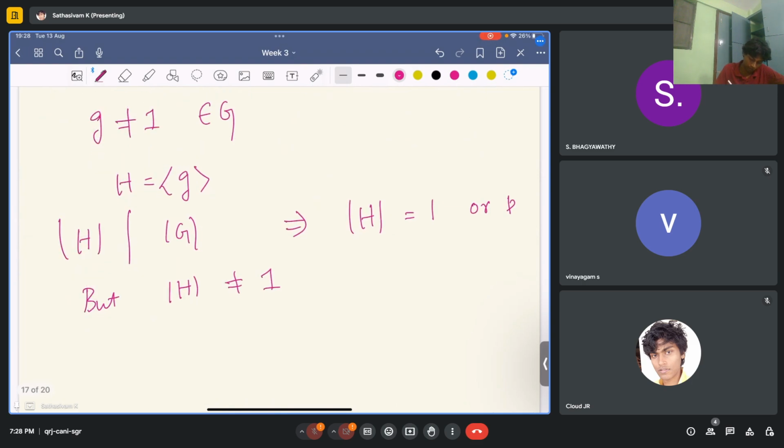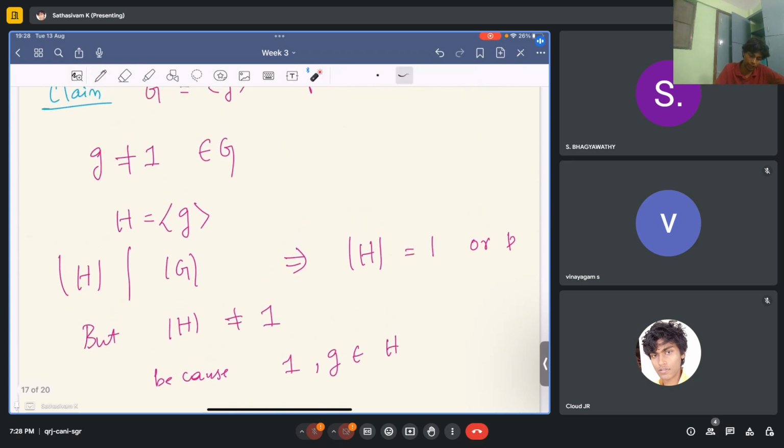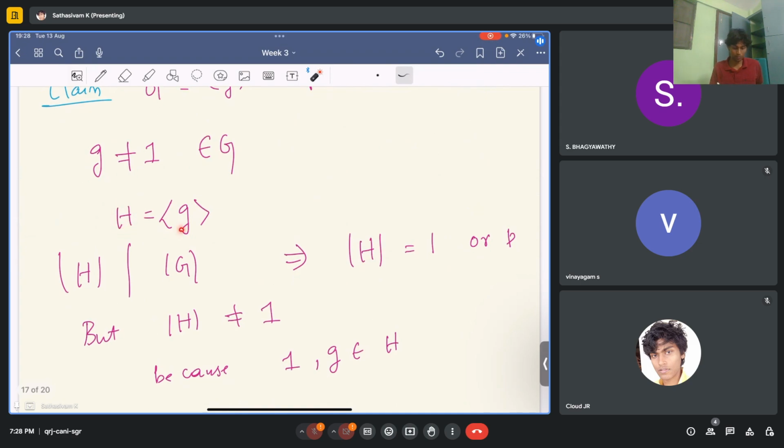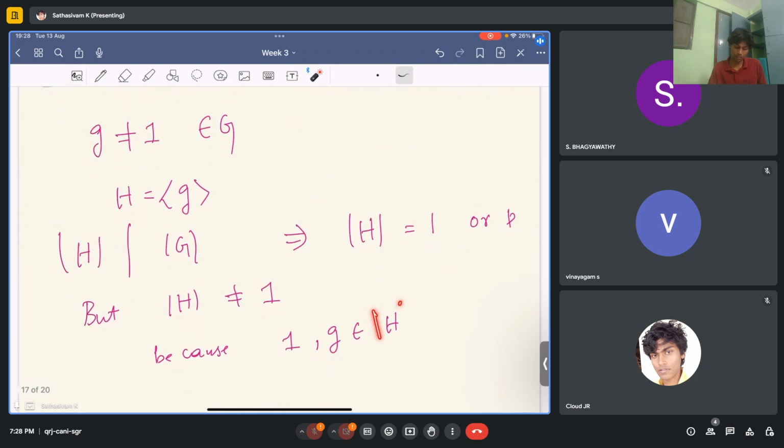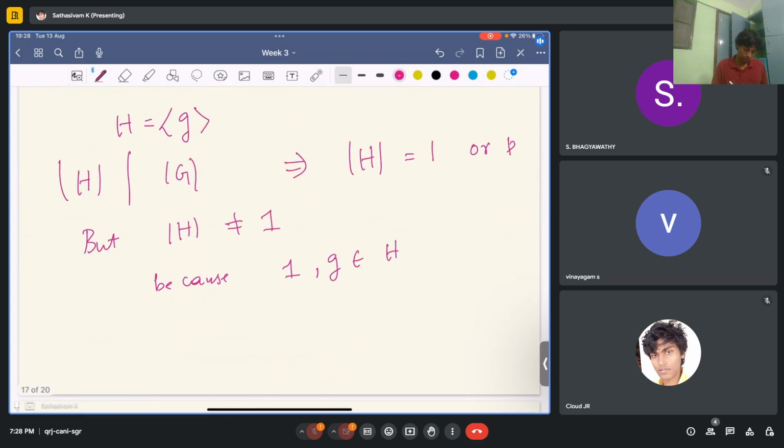Why? Because 1 belongs to H as well as g belongs to H, and they are not equal, because H is a subgroup. So these two belong to H, but they are not equal. That means the cardinality of H is already greater than or equal to 2. So the only possibility is p. That's all. That tells you the cardinality of H is p.